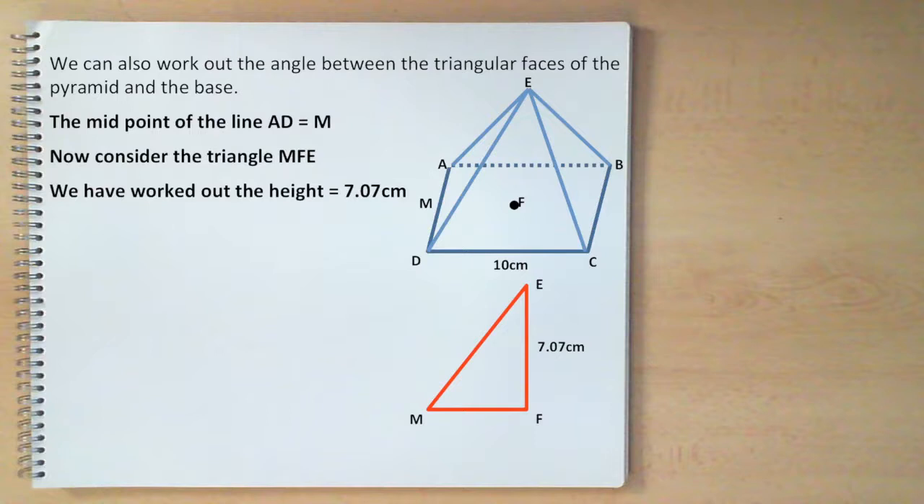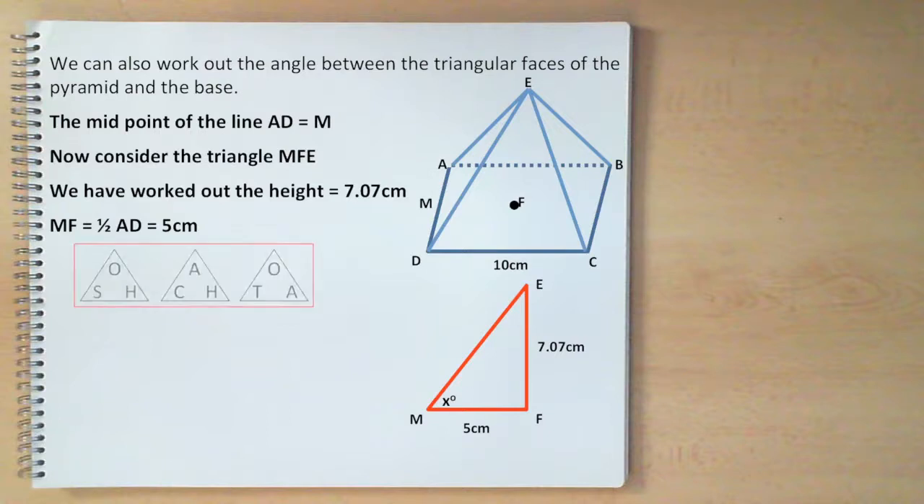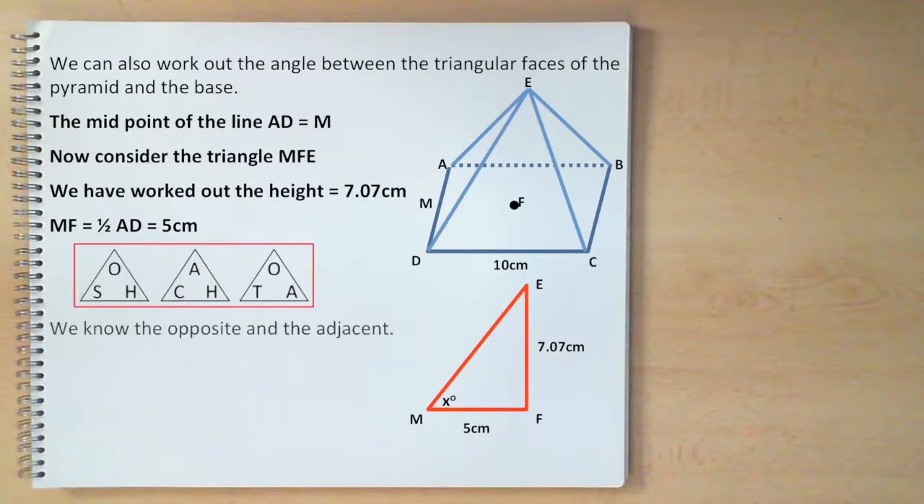It's 7.07. We also know that the distance from M to F is going to be 5 because it's halfway from one edge to the centre, and one whole edge is 10 centimeters, so half of that is 5 centimeters. So now we have a triangle where we know two sides. We're looking to find out the value of x degrees there. This looks like a good time to pull out those triangles we've been using before. Here they are. We know the opposite and the adjacent.